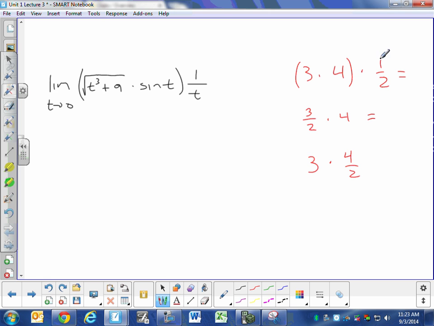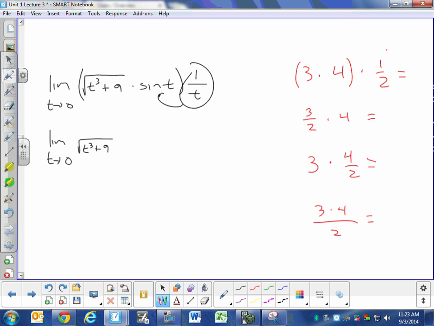Which means you could take this. Also, you could even go 3 times 4 all divided by 2. Which means you could take this piece and move it wherever you want to. Doesn't really matter. These are all the same. What I mean by that is that in this limit, what I can do is take this 1 over t and just put it underneath sine t. And we have t cubed plus 9. We'll keep that by itself. And then we'll have sine of t over t.